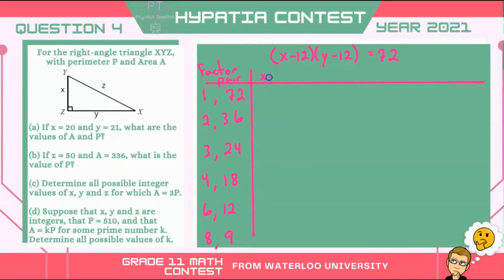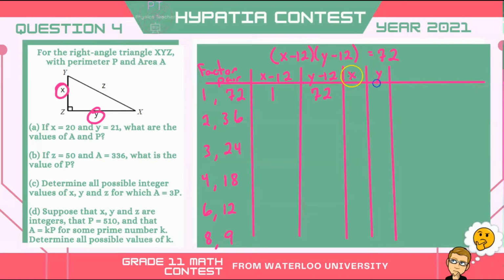Alright, so let's then look at what x minus 12 would be, and what y minus 12 will be. Now in this example, I'm going to make x minus 12 the smaller factor and y minus 12 the larger factor. And I'm going to do that for every example, but we have to realize it can go the other way as well. But there's symmetry involved there. Right? It doesn't really matter which side I label as x or y, as long as neither of them is the hypotenuse of our triangle. And then we're going to solve for x and y.